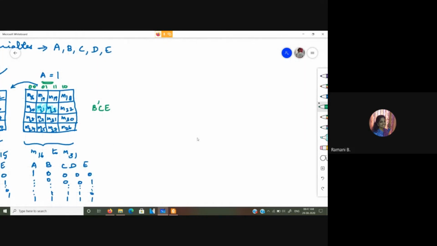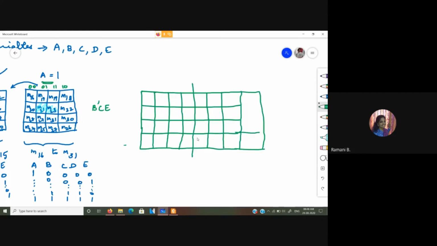The other type is straight away drawing the entire thing as a single map with 4 rows and 8 columns. So 4 rows and 8 columns will give me the 5 variable K map. Here, I will be writing the most significant 2 variables alone in this position and the remaining 3 here.